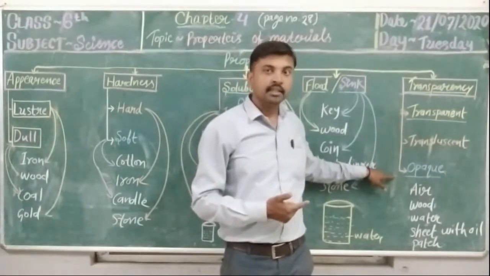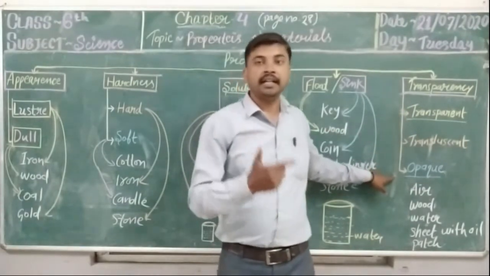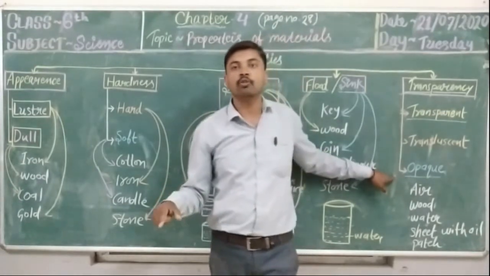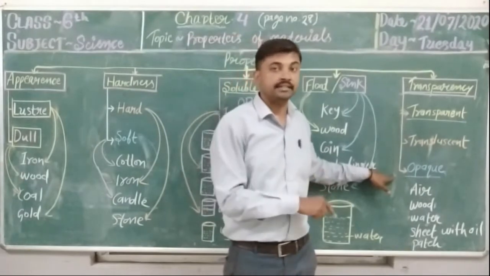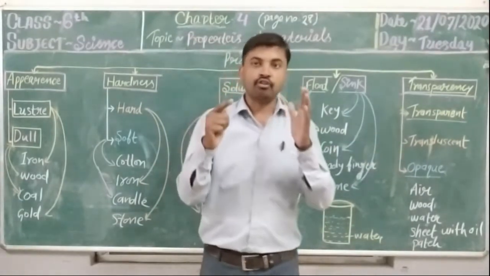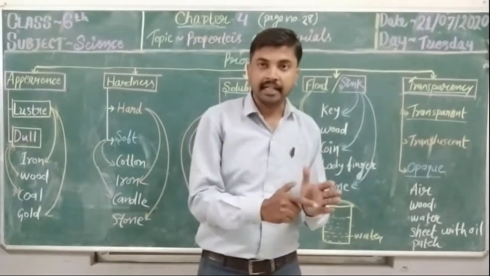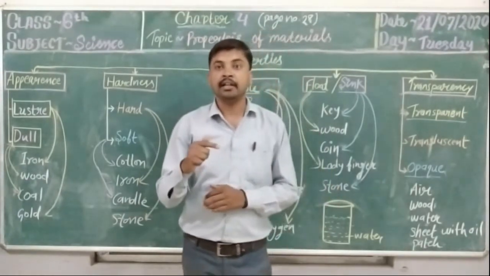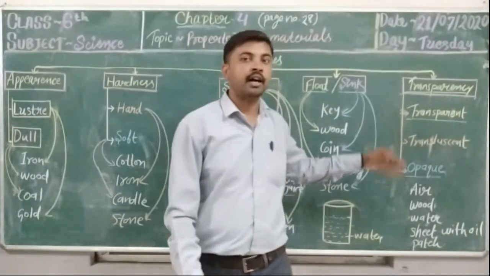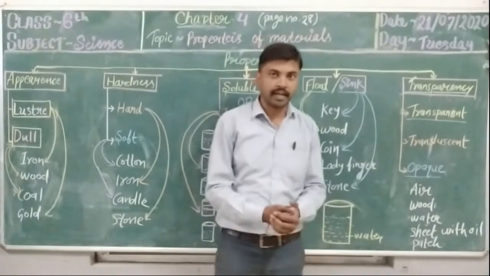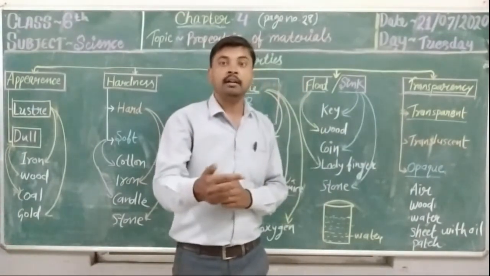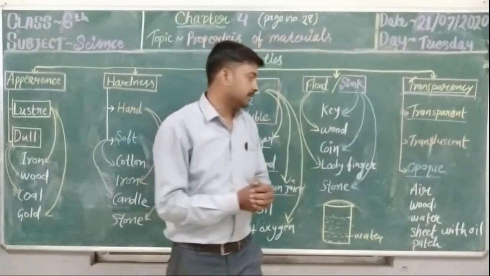On the other hand, the substance or the material through which things cannot be seen is known as opaque material or opaque substance. And the last category, translucent. The thing or the substance or the material through which things cannot be seen clearly is known as translucent substance. Okay, or able to see the things across the layer, but not clearly.